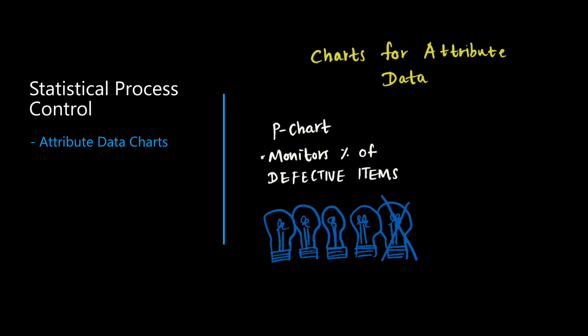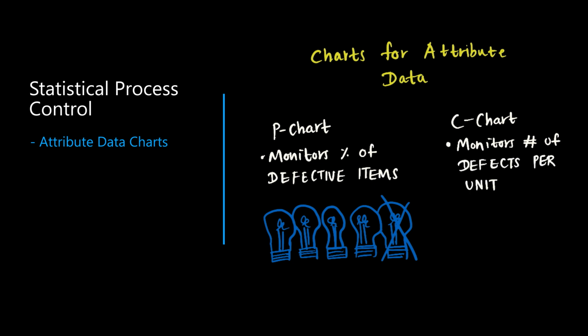A C chart is different. It monitors the number of defects per unit. You use this when a single item can have more than one defect. For example, if you are inspecting newly made dining tables, you could use a C chart to track the number of defects, scratches, dents, paint drips, found on each table.